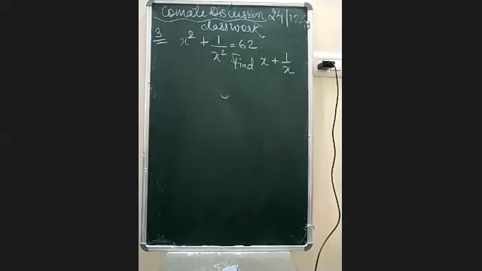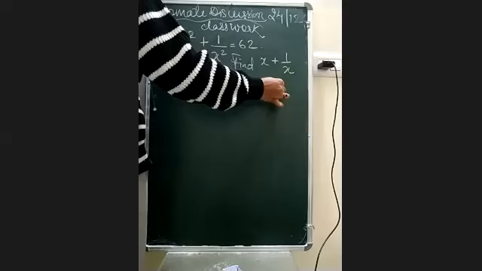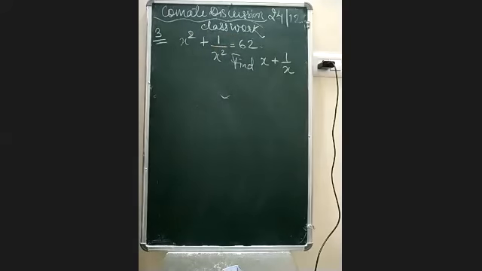If you see this question properly, you have to find the value of x plus 1 upon x, where x square plus 1 upon x square is equal to 62, which is already given. So first, let us do it. When will we get x square and 1 upon x square? Can you tell me?